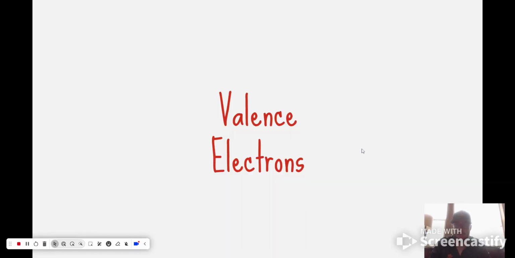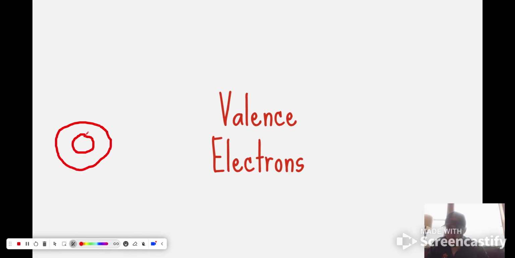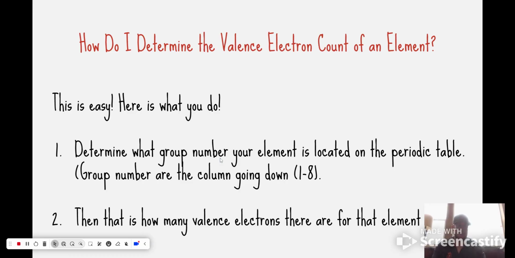So valence electrons, as we know, are the outermost electrons. They're the ones that are the farthest out in the orbital. If you're looking at it from the standpoint of a circle, it is the outermost circle. Remember, you have your nucleus here in the middle, and it is this outermost circle that is the most important in bonding, because that's where we get into the sharing of the electrons. So how do we count the amount of valence electrons?